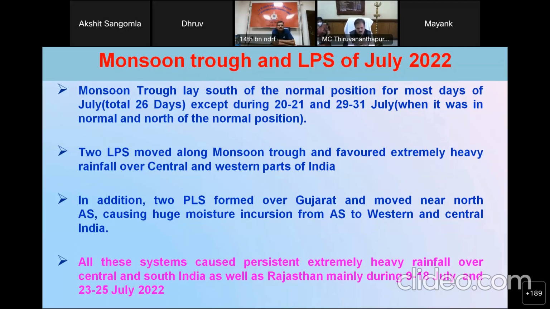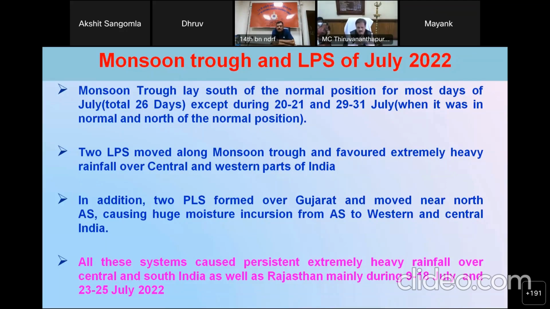And I want to tell you, the monsoon trough is a zone of convergence of the winds. And convergence is more, leading to a higher amount of rainfall towards the south. And hence, the part lying to the south of the monsoon trough, about 2 to 3 degrees away, gets maximum rainfall and maximum heavy rainfall. So therefore, because of this location of the monsoon trough, south of its normal position, South India and Central India got a higher amount of rainfall.